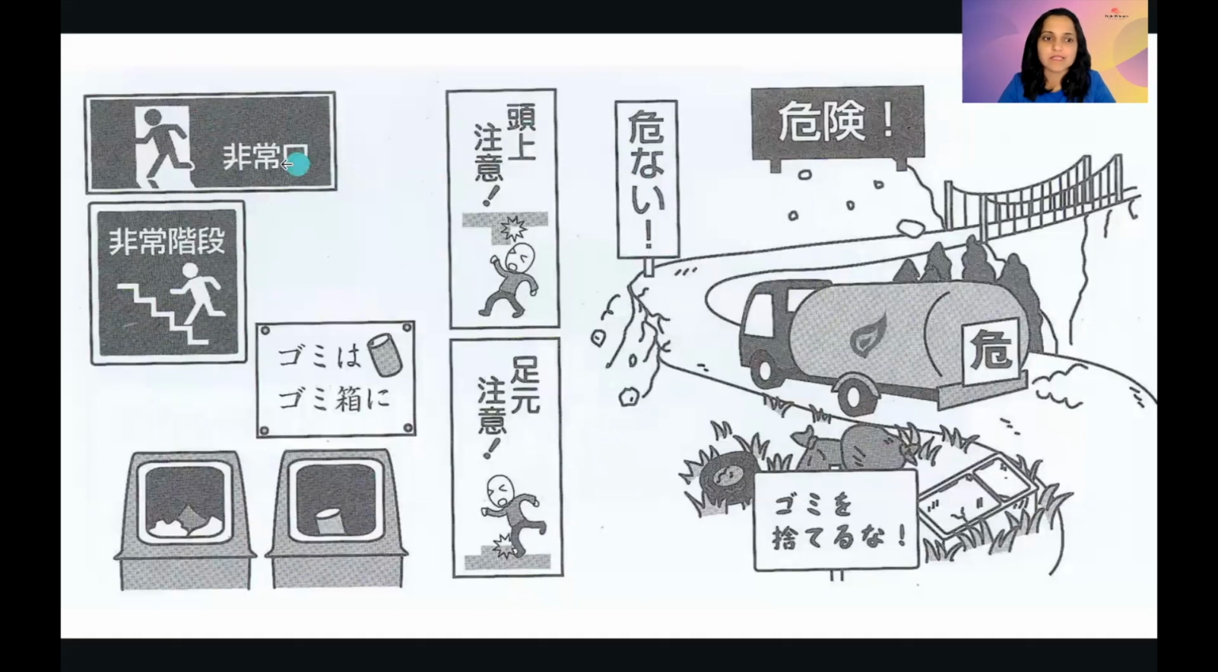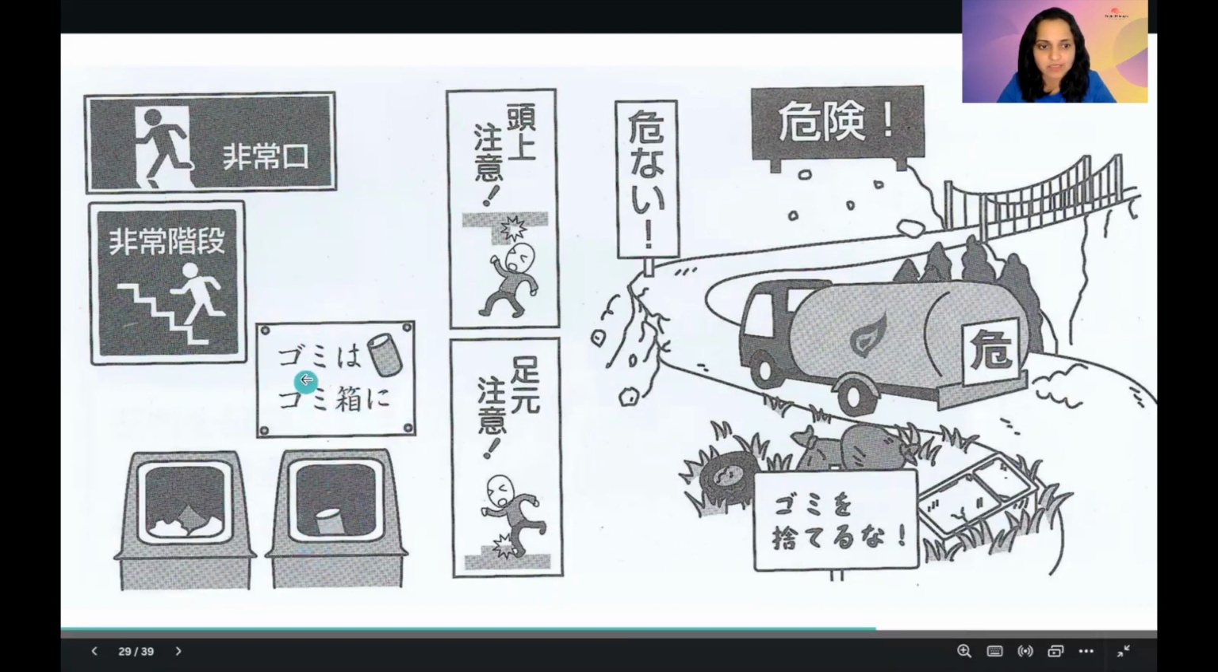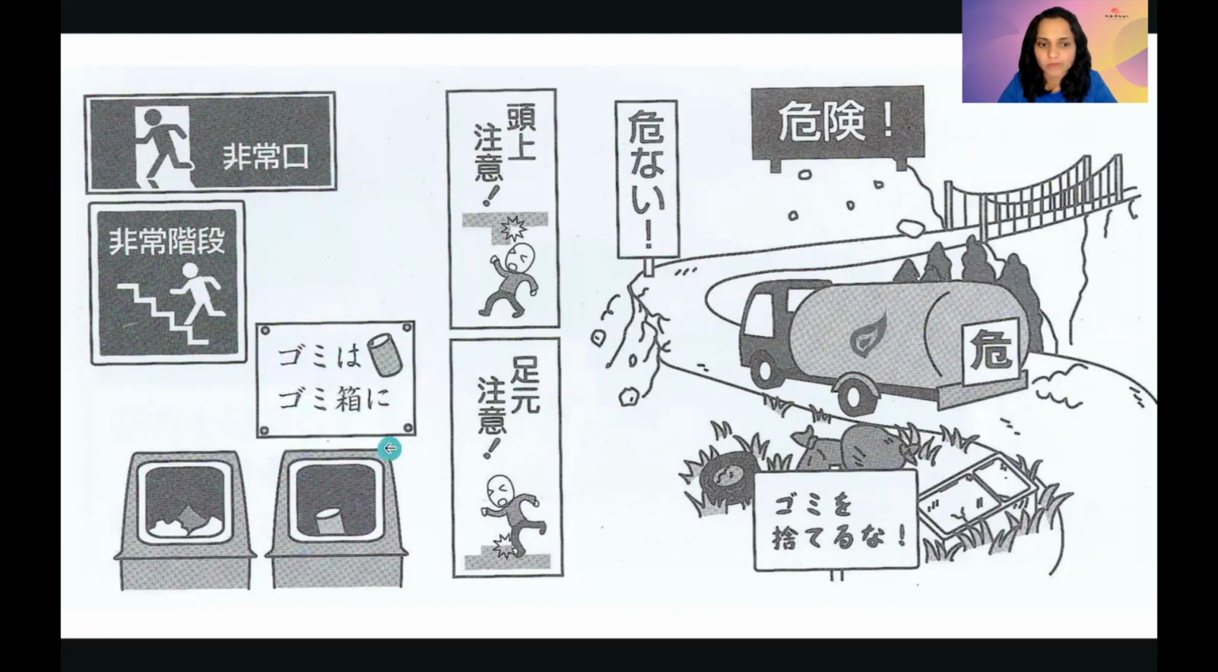Now let's read these words. Hijoguchi. Hijoguchi, emergency exit. Then hijo kaidan, emergency staircase is hijo kaidan. Gomi wa gomibako ni. This is a board written here that please throw away garbage in the trash can. Gomi wa gomibako ni. Now, in this word, this kanji reads as bako and not hako. The word is gomibako, not gomihako. Here it reads as bako.